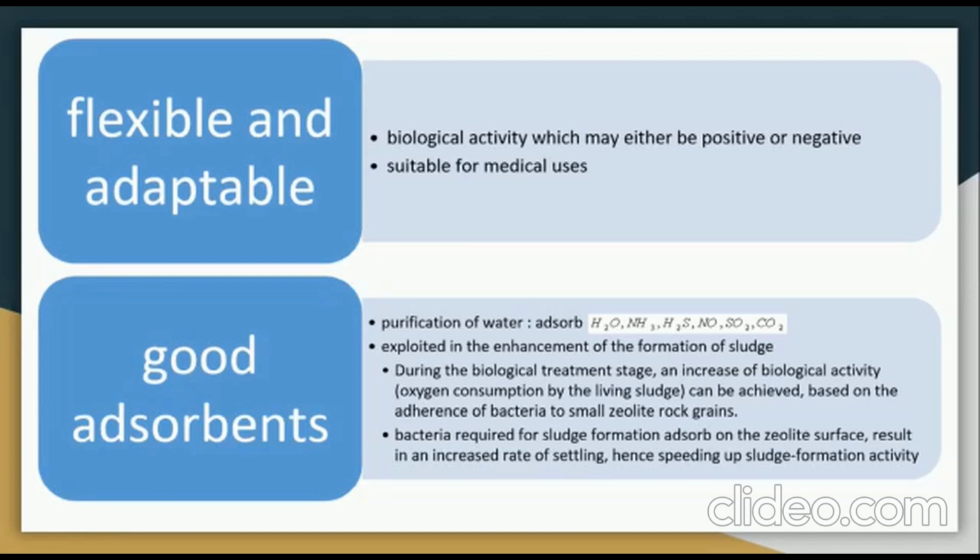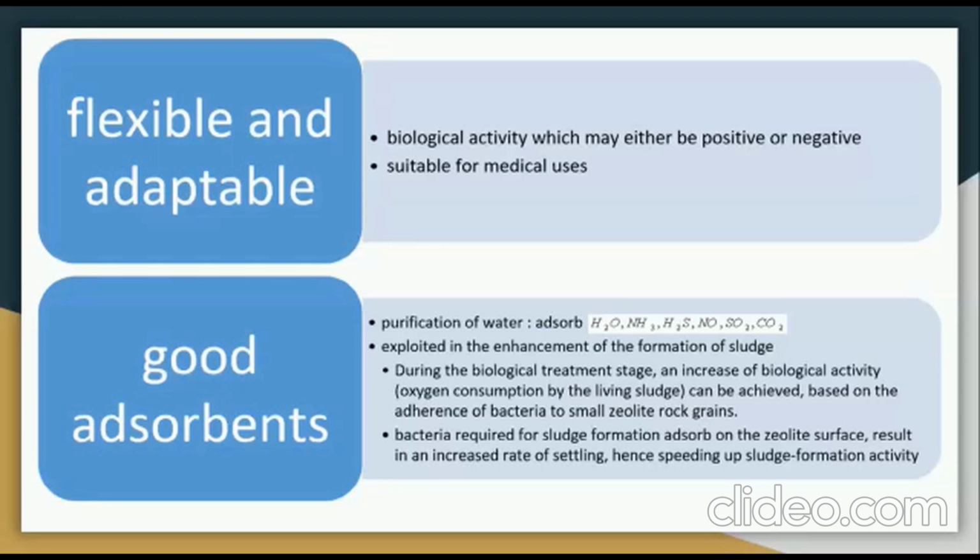We use this property of zeolite in the purification of water because zeolite is very good at absorbing molecules like water, ammonium, hydrogen sulfide, nitrogen oxide, nitrogen dioxide, sulfur dioxide, and carbon dioxide. And it is exploited in the enhancement of the formation of sludge. During the biological treatment stage, an increase of biological activity, which is the oxygen consumption by the living sludge, can be achieved based on the adherence of bacteria to small zeolite rock grains. The bacteria require more sludge formation absorbed on the zeolite surface, and it results in an increased rate of settling. Hence, it speeds up the sludge formation activity.